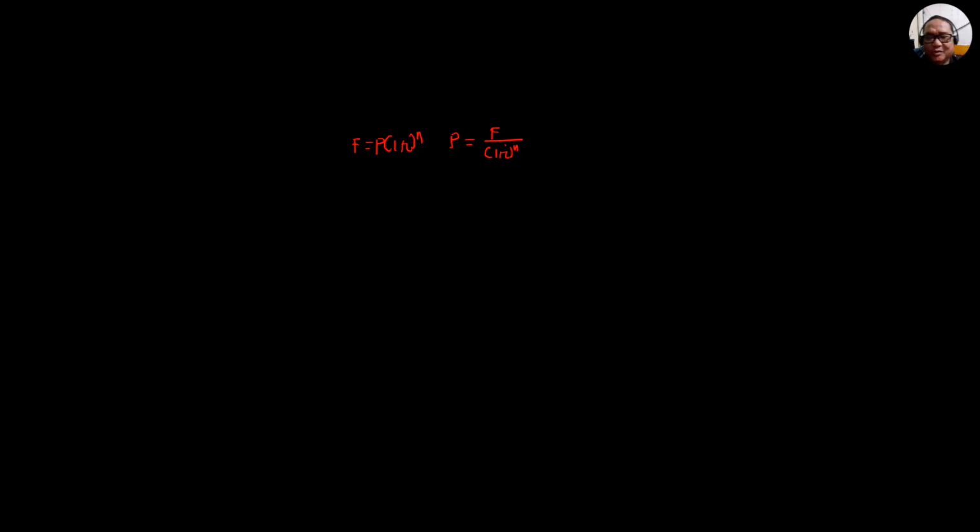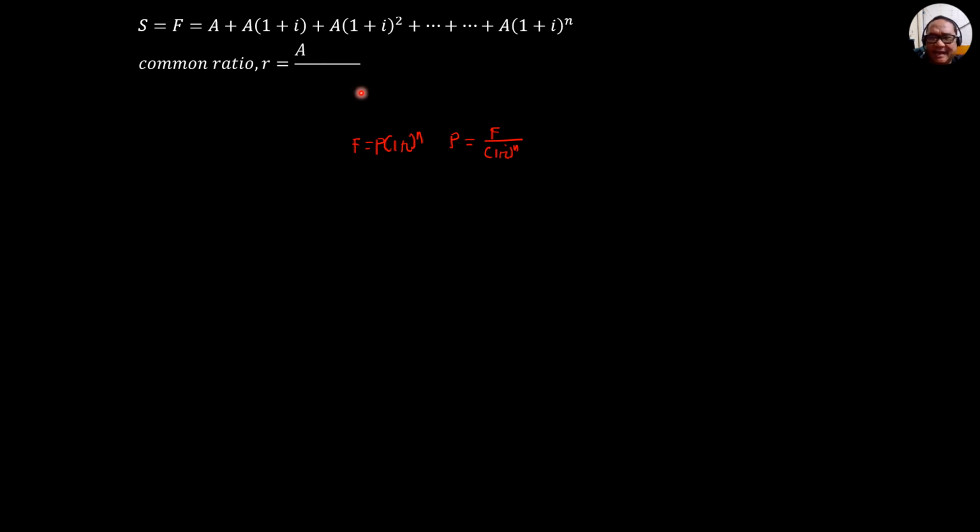So to continue, S equals F equals A plus A times quantity 1 plus I, plus A times quantity 1 plus I squared, plus dot dot dot until A times 1 plus I to the n. We note that the common ratio is second divided by first, third divided by second, and it is obviously equal to 1 plus I. Right, so it is 1 plus I.